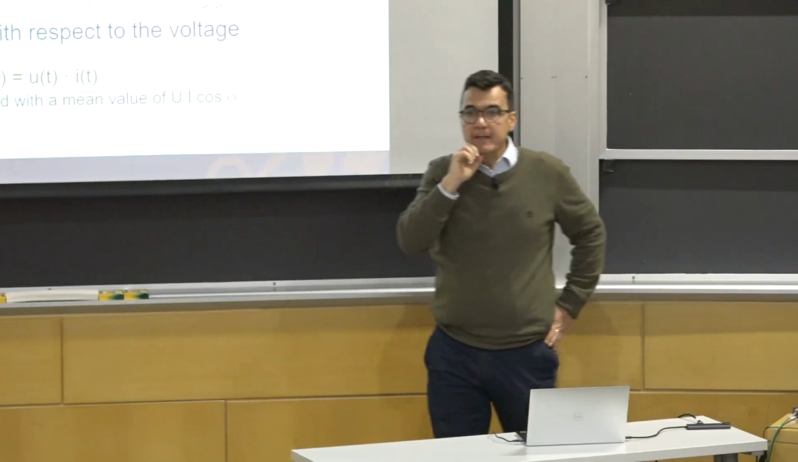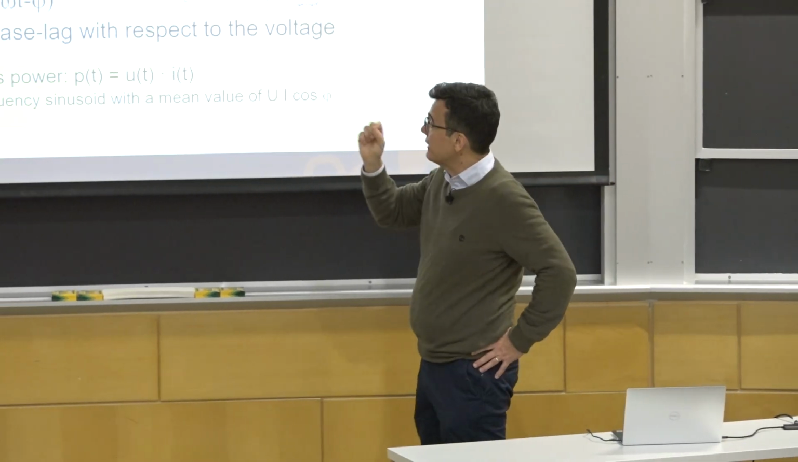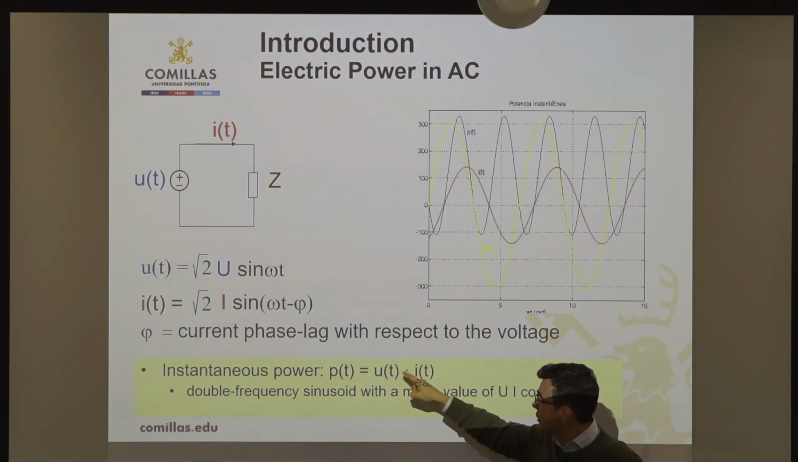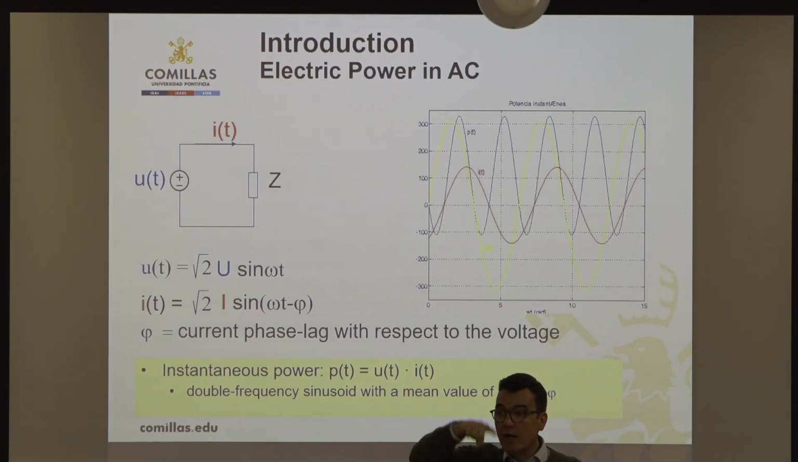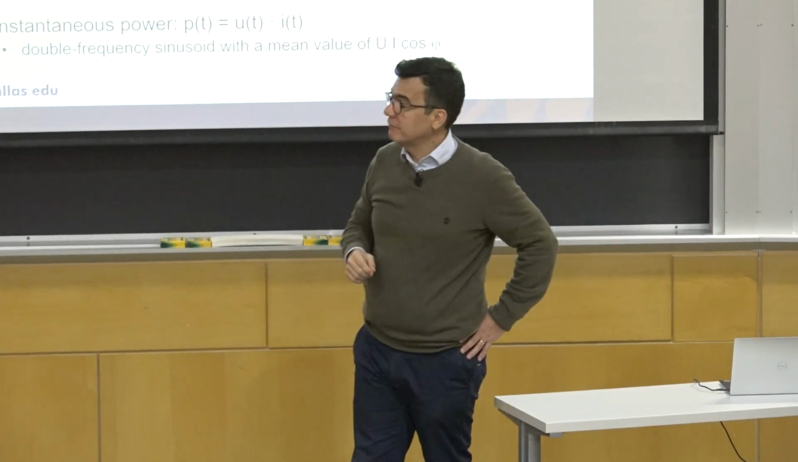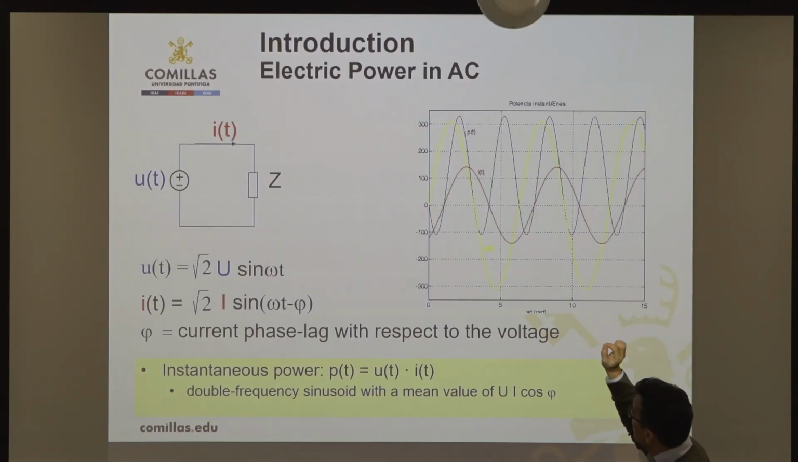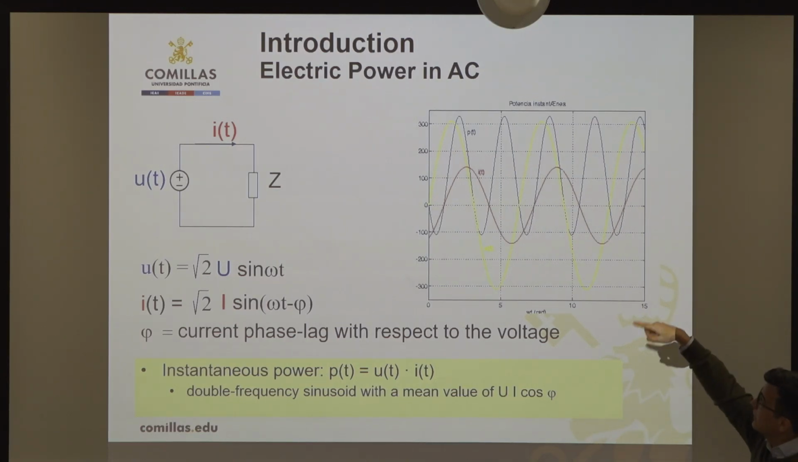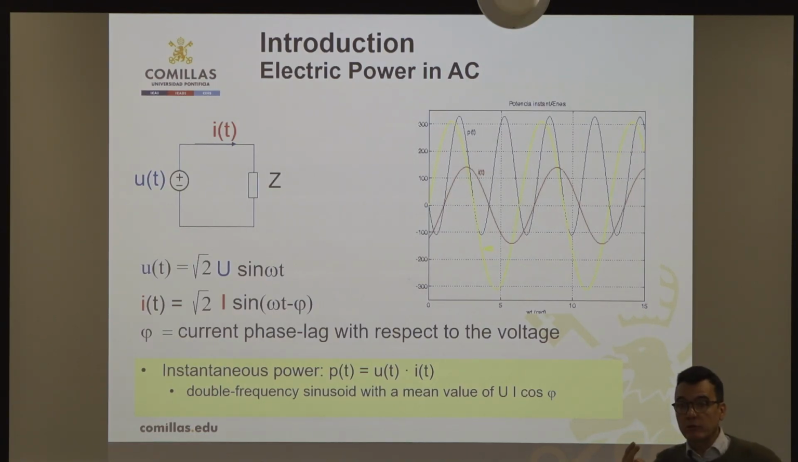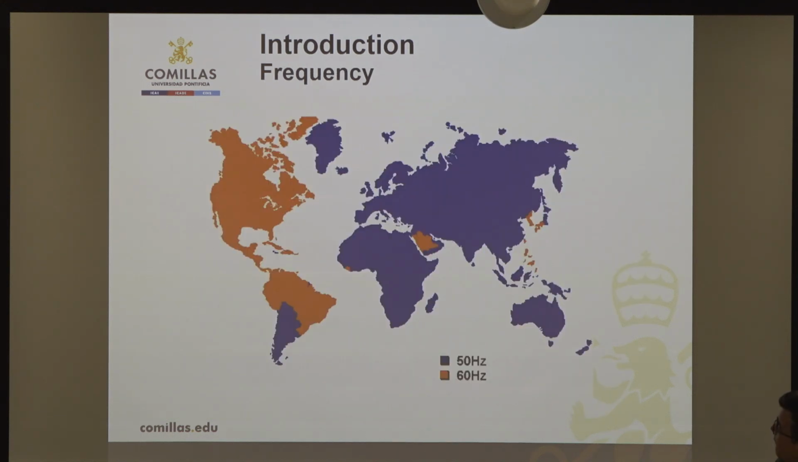So instantaneously, if you make the product of the instantaneous voltage and the instantaneous current, you get the instantaneous power. You can imagine that if you have two sinusoidal waves at 60 Hertz, for instance, and you are multiplying instantaneously the voltage times the current, you get the instantaneous power. And you can see that this power, in black here, is also a sinusoidal wave, but with double frequency. This is where you have 60 hertz and 50 hertz.